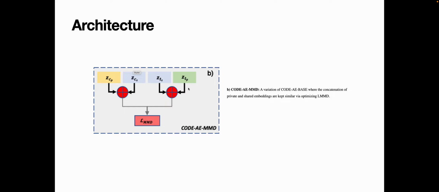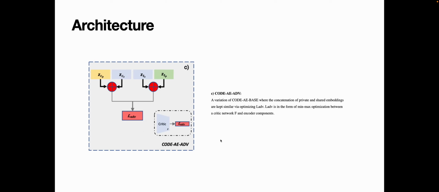Our model has 2 variations, and they mainly vary in the concatenation of the private and shared encoder. And we use 2 different loss functions. The first one is MMD loss. Another one is adversarial loss in the form of min-max optimization between a critic network and encoder components.